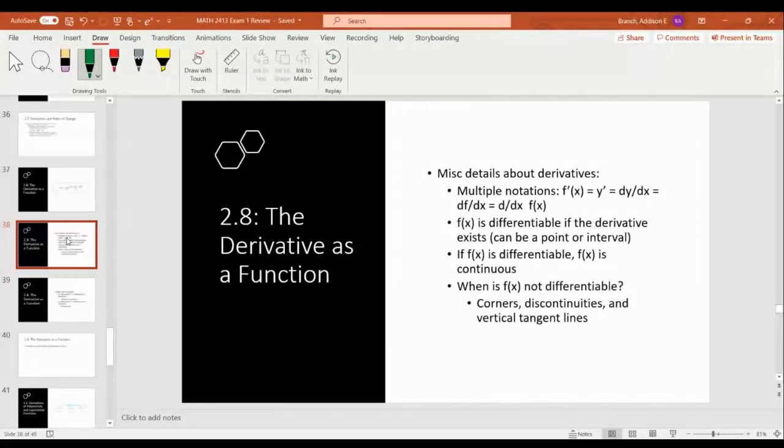So here are some other details to know about derivatives. There are different notations you can use to write a derivative. They can be written as f prime of x, y prime, dy over dx, df over dx, or d over dx of f of x. Those essentially all mean derivatives. And this one in particular is what's called a derivative operator. Whenever that's written in front of a function, that essentially means take the derivative of that function.